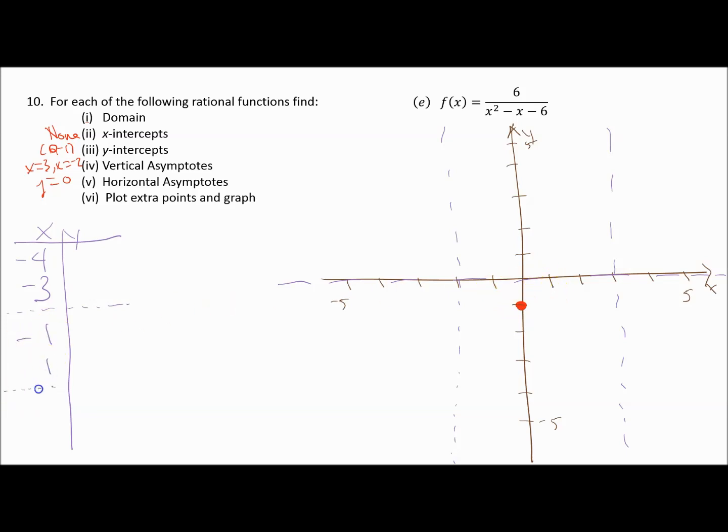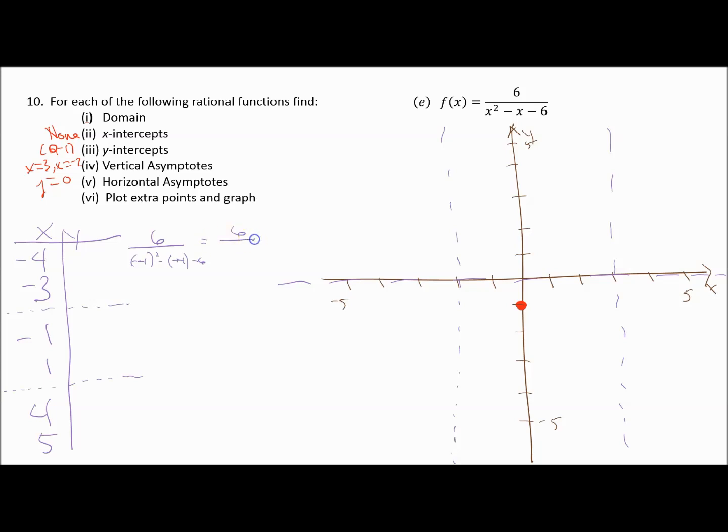And then we have another break in our graph, and then something to the right of x equals 3, like 4 and possibly even 5. Again, 1 point required. 2 points is a good idea. So I'm going to plug in negative 4. It's going to be 6 divided by negative 4 squared minus negative 4 minus 6.